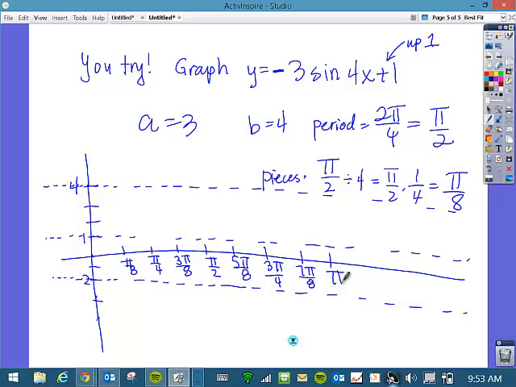So cosine, this is sine. Sine, we're going to start in the middle. And usually we start in the middle, then we go up, middle, down, middle. Well, when the negative is in front of your leading coefficient, you're not going to go up first, you're going to go down first. So when sine is negative, you go down, middle, up, middle, down, middle, up, middle.